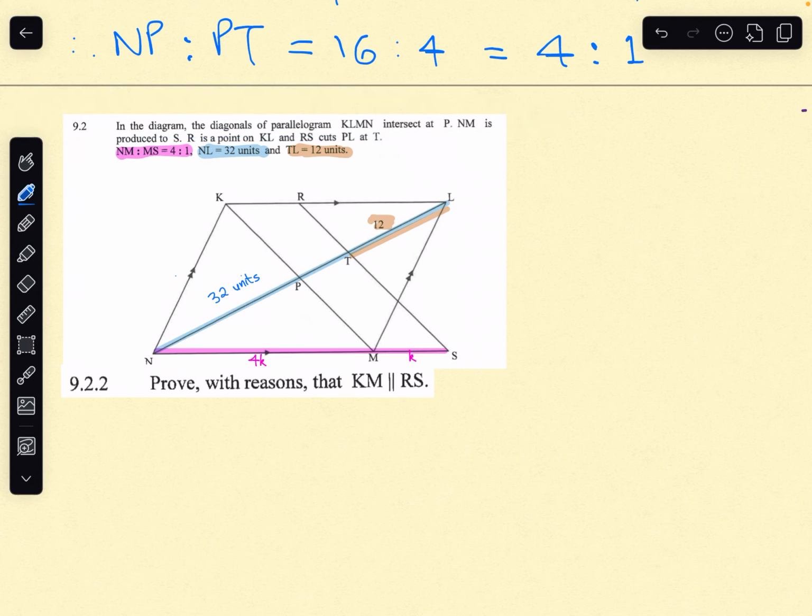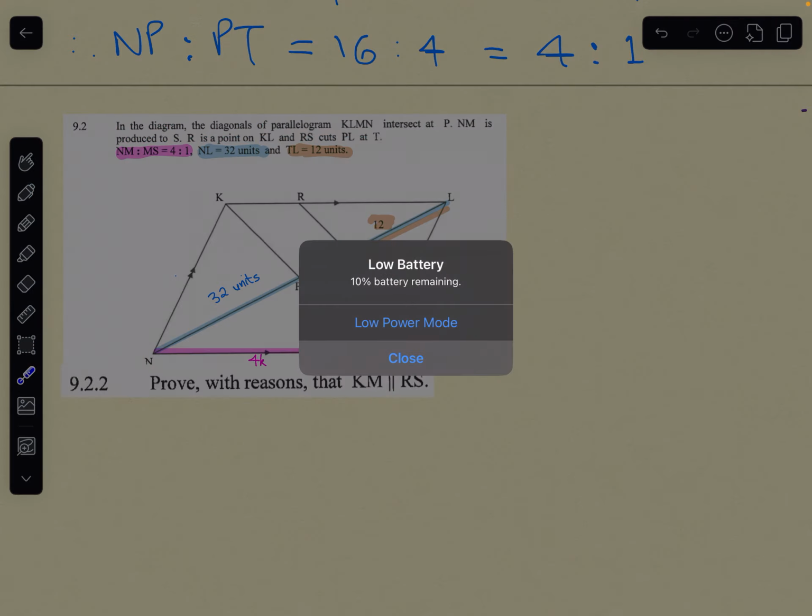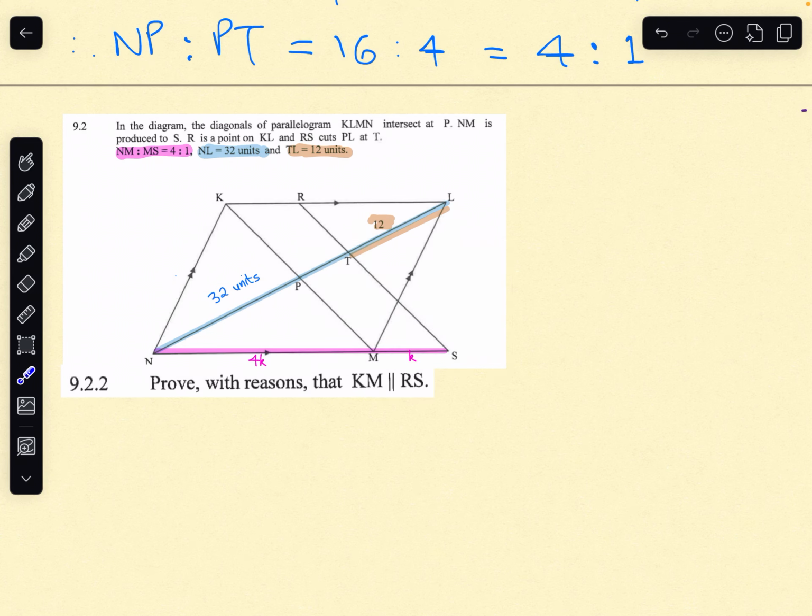Okay, right. Prove with reasons that your KM is parallel to RS. KM is parallel to RS. We would prove that by doing what again? Does the fact that this guy is splitting these by the same ratio, does that prove that they're parallel? I think it does. Let me double check. This is one of those theorems that I just keep forgetting. It didn't make an impression on me in high school.